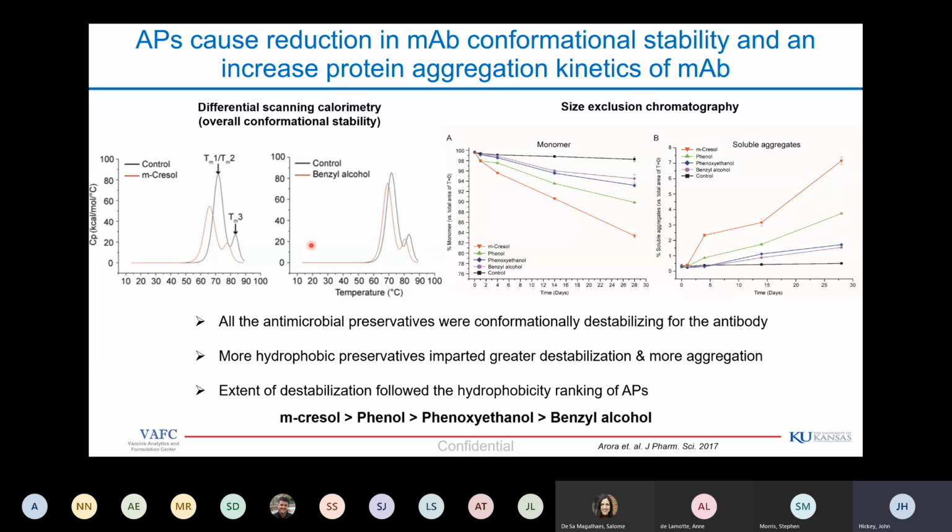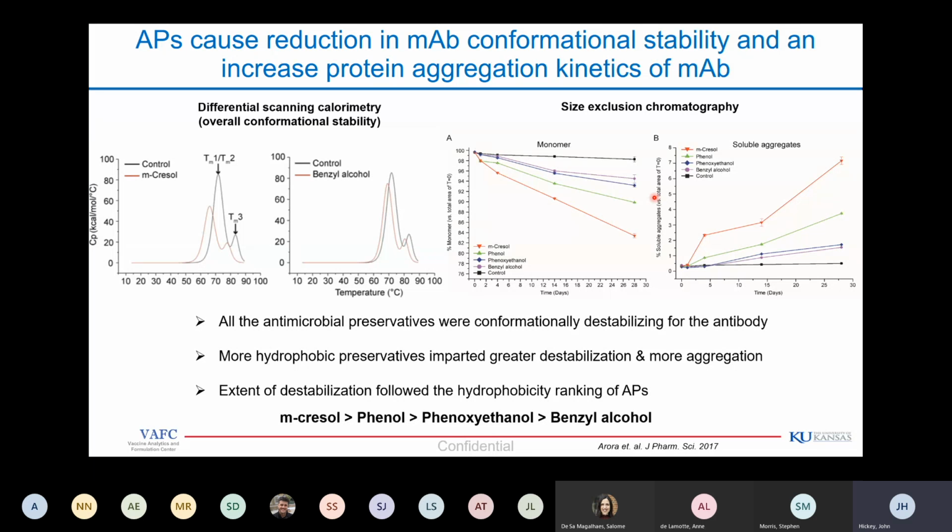So this was for the overall conformational stability, but also for aggregation propensity, we saw a similar trend where the most hydrophobic preservative resulted in the most loss of monomer and concurrent increase in soluble aggregates, and then the least hydrophobic preservative had the lowest effect on aggregation propensity.